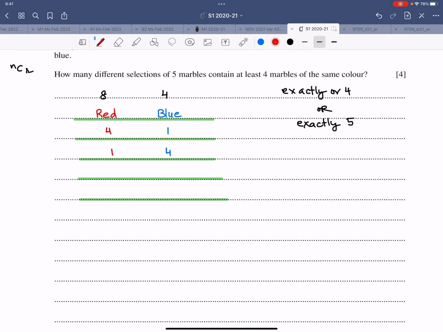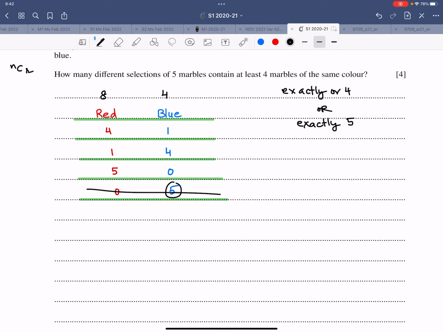It could be 5 and 0. Can it be 0 and 5? So can this be 0 and this be 5? The last one is not possible. This is practically not possible, because how can you select 5 out of 4?